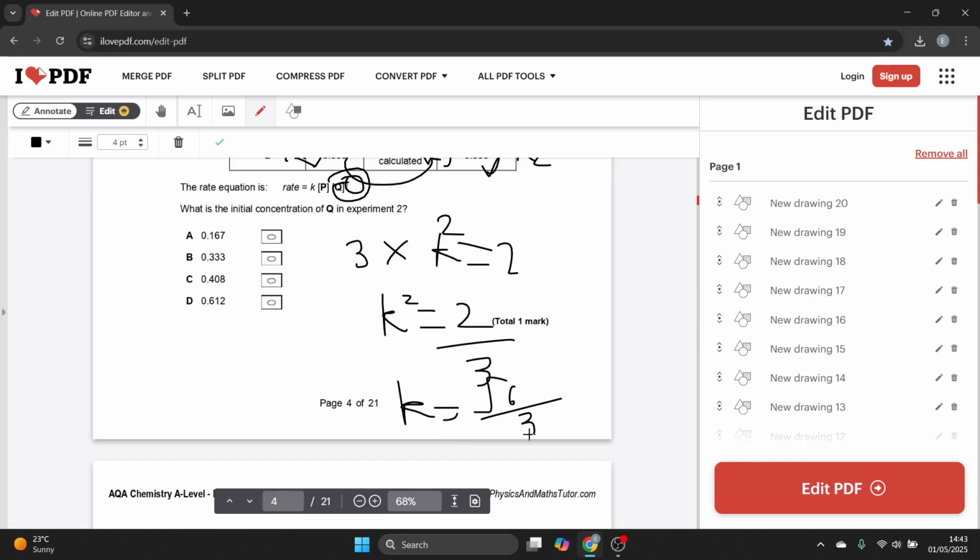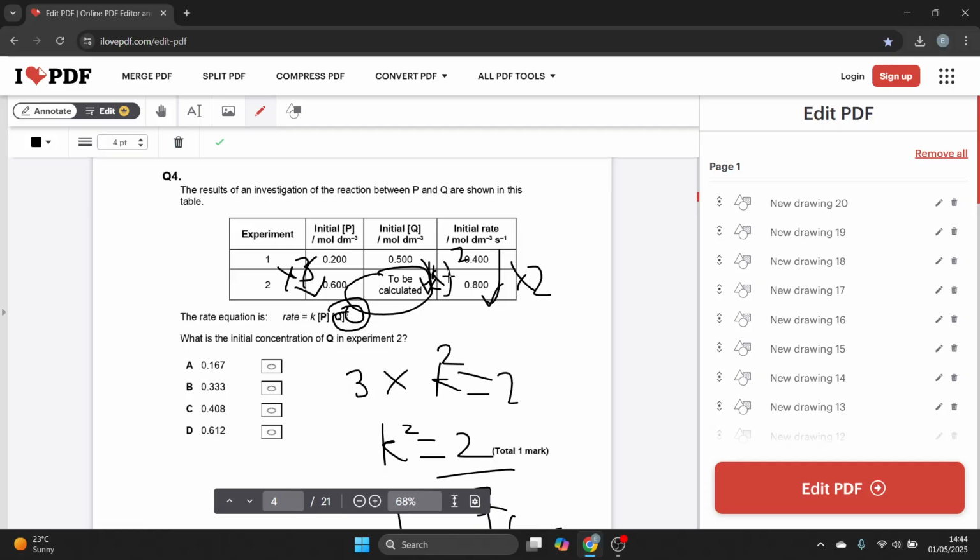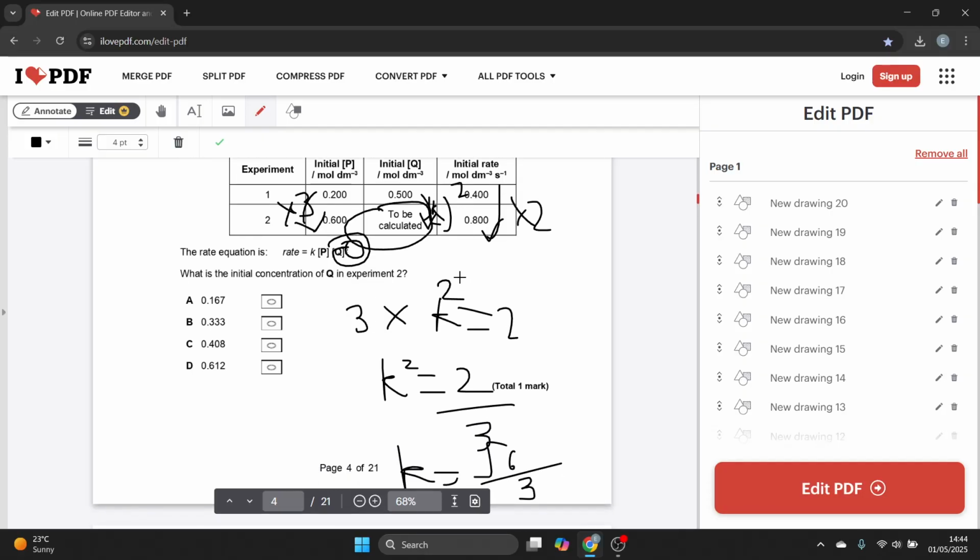root 6 over 3. And now if I do that, I do 0.500 times by my answer, I get 0.408. And that is your answer.